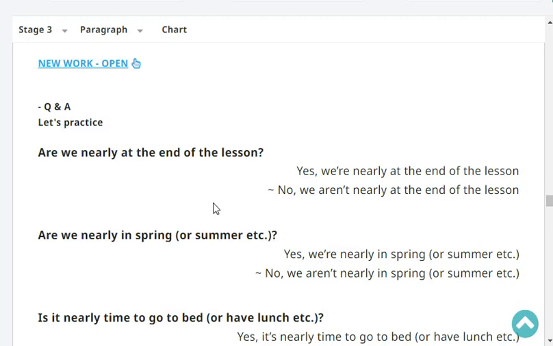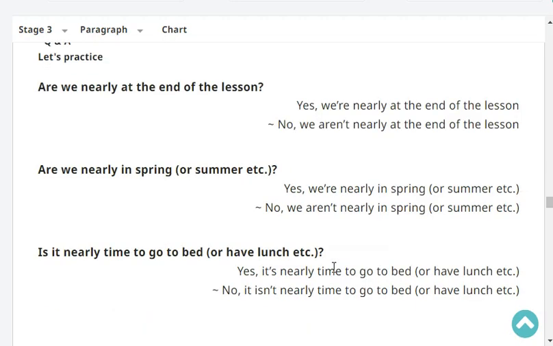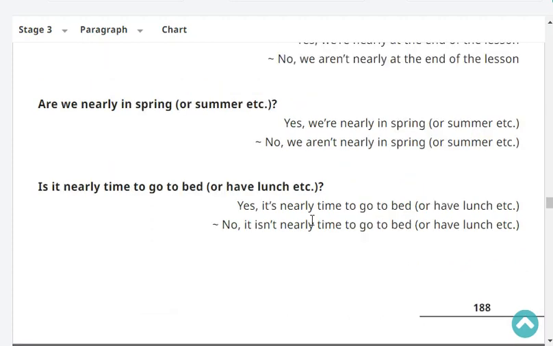Are we nearly at the end of the lesson? Yes or no? Yes, we are nearly at the end of the lesson. Are we nearly in autumn? Yes or no? No, we aren't nearly in autumn. Right?